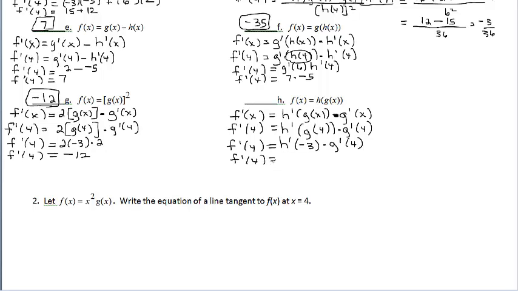So new row, we're using negative 3 as our new input value, x, so h prime of negative 3 looks to be 4, and g prime of 4, now, g prime of 4 is 2. So it looks like that product is 8. F prime of 4 is 8.